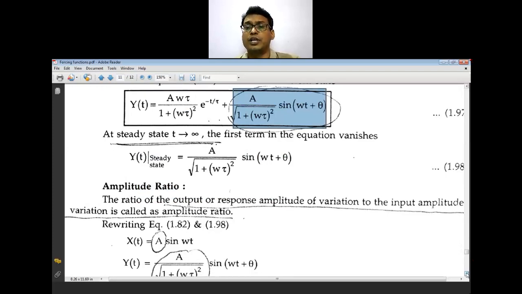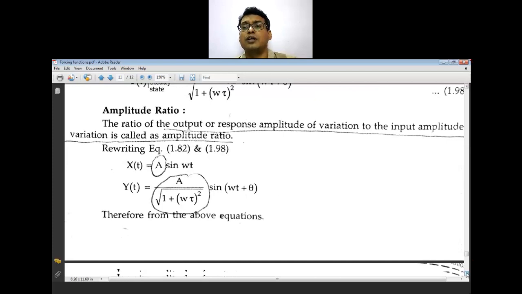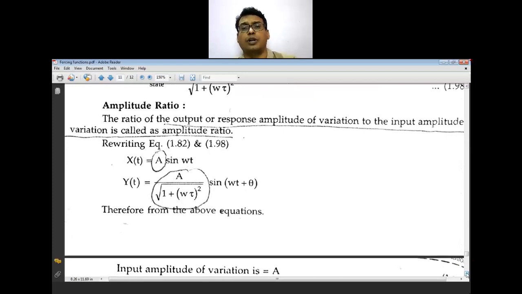Now what is the amplitude ratio? The amplitude ratio is the ratio of the output or response amplitude of variation to the input amplitude of variation. Output upon input is the ratio that has been taken into account. So x(t) is equal to A sin omega t. That is the input.